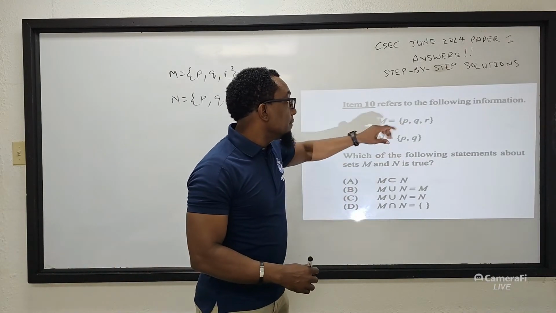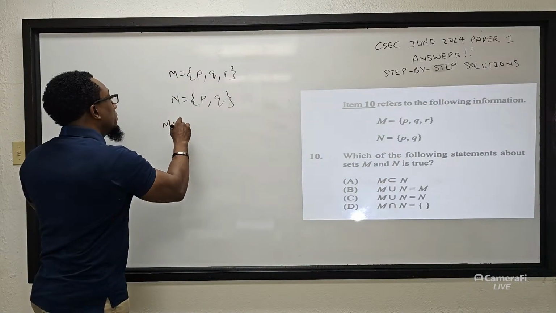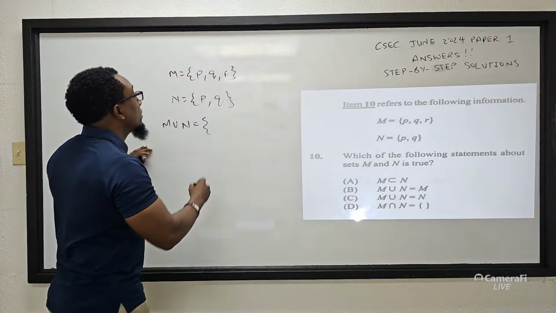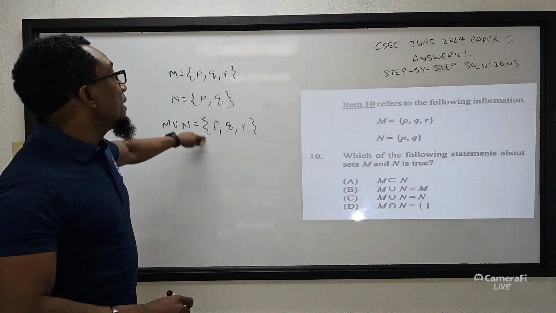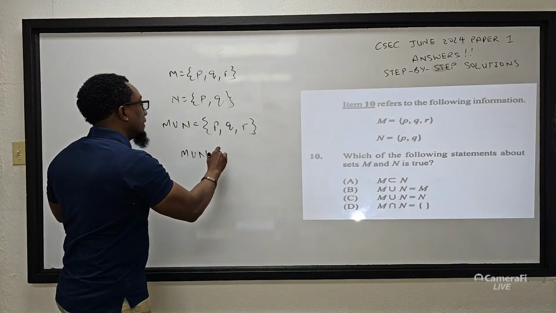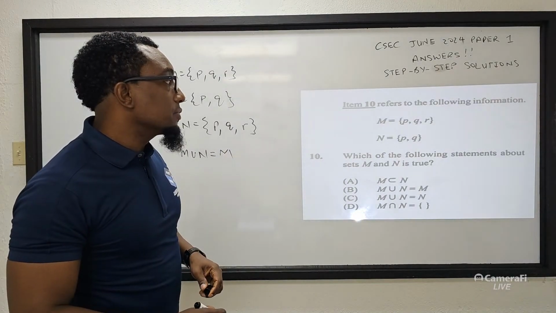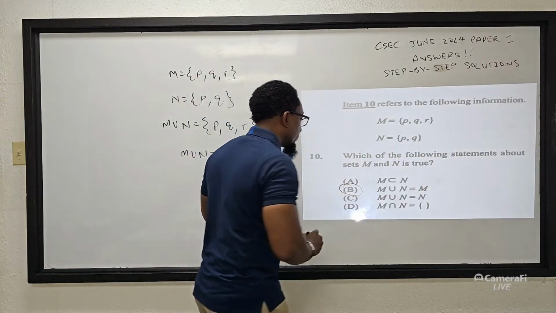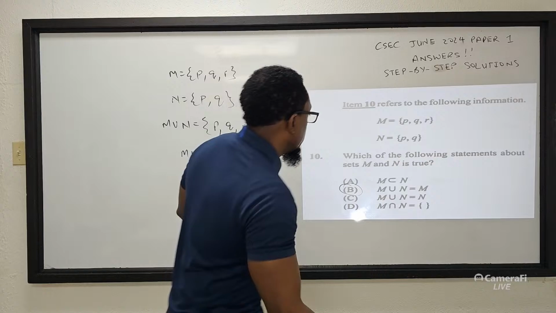But the union of M and N, when I combine my elements without repetition, is going to be P, Q, and R, and this simply represents M. So M union N is equal to set M. So which of the following statements about sets M and N is true? That is B. So question 10B. Let's move on to question 11.